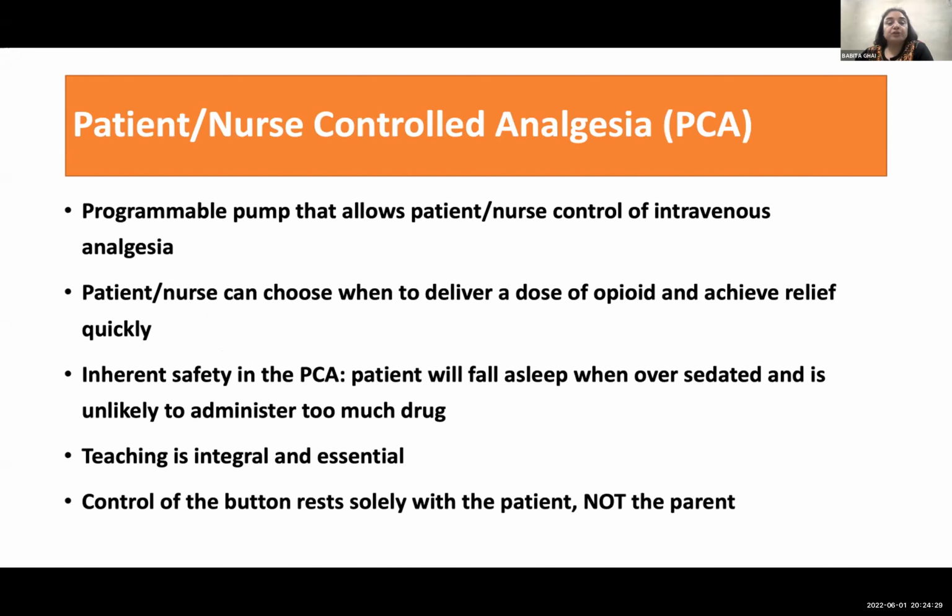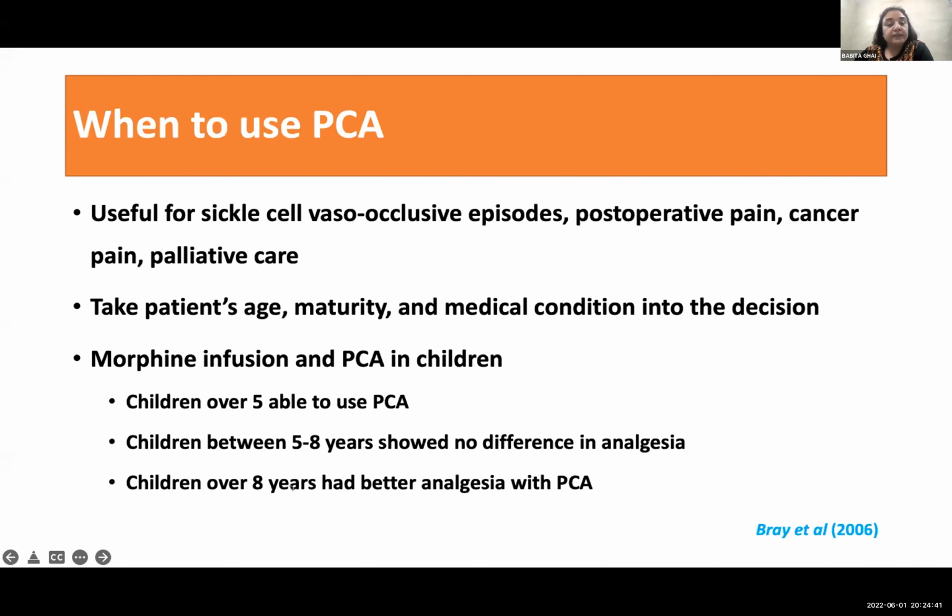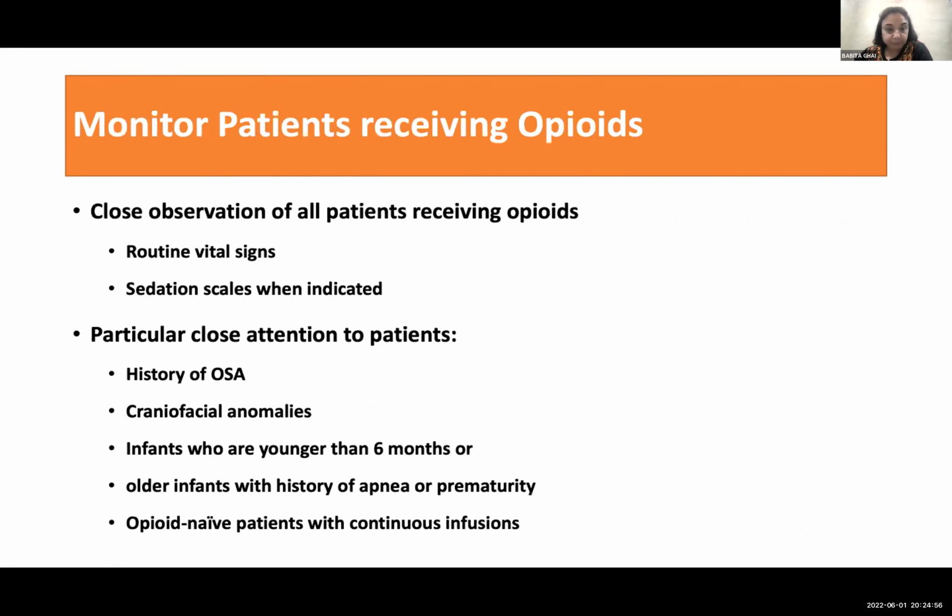These are programmable pumps that allow the patient or the nurse, according to the patient's cognition, to administer doses. Where the patient is able to understand, PCA should be utilized. PCA has been shown to have a good response, especially in children older than 8 years of age, where better analgesia as compared to the morphine infusion has been reported. This is mainly useful for sickle cell vaso-occlusive episodes, post-operative pain, or cancer pain and palliative care.